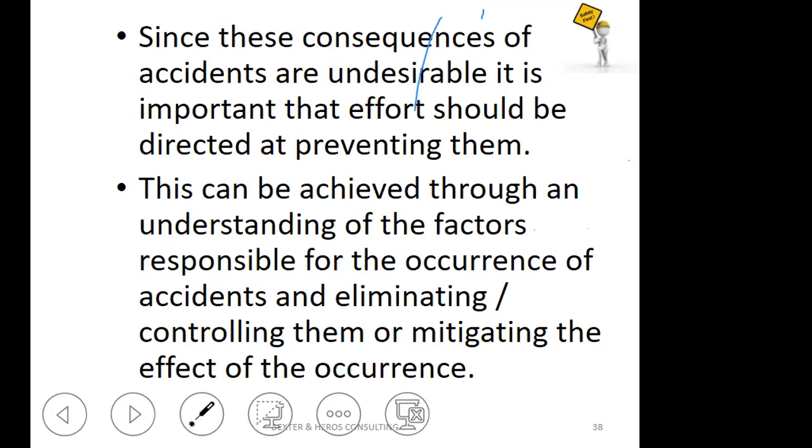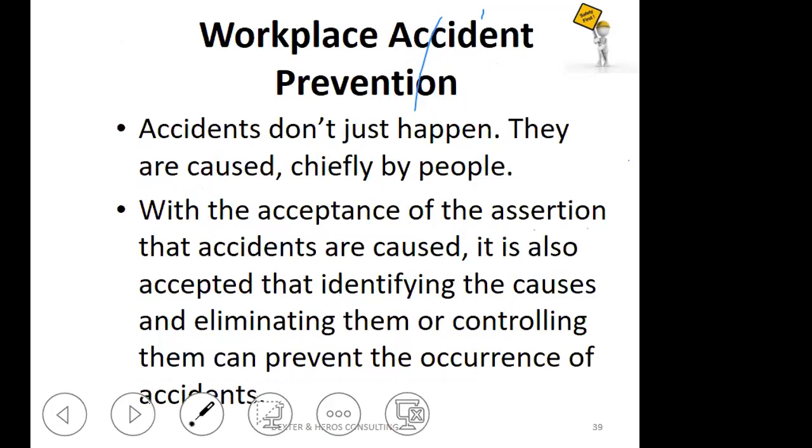Look at this statement. Since the consequences of accident are undesirable, it is important that effort should be directed to preventing them. This can be achieved through an understanding of the factors responsible for occurrence of accidents and eliminating or controlling them or mitigating the effect of the occurrence. So if this accident is undesirable, we should prevent it. How do we prevent it? Let's ask ourselves the question first. What causes accidents? What are those factors that make people carry out unsafe acts? Since we say unsafe act and unsafe condition create accident, what made people carry out unsafe acts? What made people create unsafe condition?